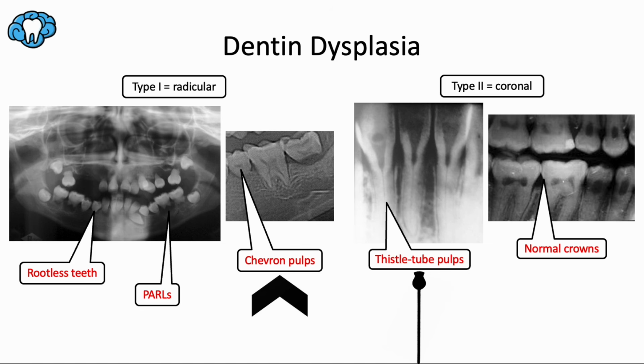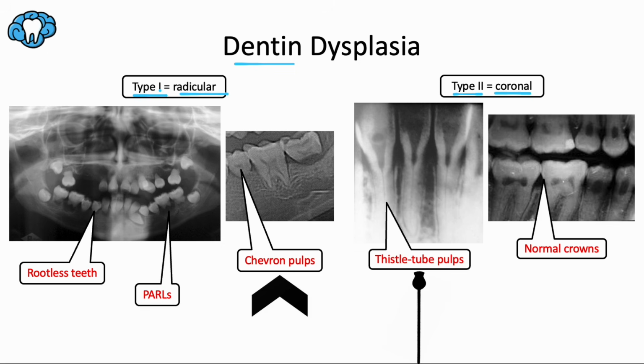Dentin dysplasia is similar to Dentinogenesis imperfecta in that both conditions are inherited by an autosomal dominant pattern, all of the teeth are affected, and both also involve abnormal dentin formation. But with this condition, there are fortunately only 2 types for us to learn. Dentin dysplasia type 1 is the radicular version, and it's called that because it primarily affects the roots of the teeth, while dentin dysplasia type 2 is the coronal version because it primarily affects the crowns of the teeth.